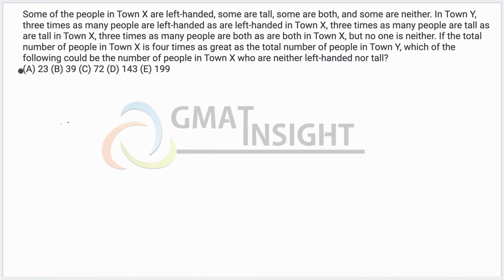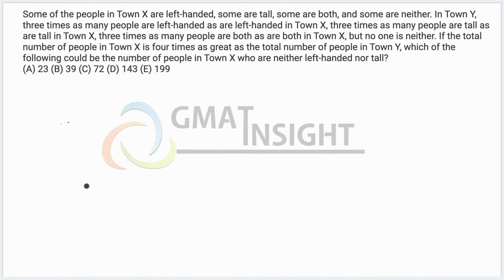Question here of the overlapping sets topic. The question says some of the people in town X are left-handed, some are tall, some are both, and some are neither. So that's a bifurcation of town X. Similarly, in town Y, three times as many people are left-handed as are in town X, three times as many are tall as are in town X, and so on. That means the comparison of people in town X with town Y of the similar nature has been given.